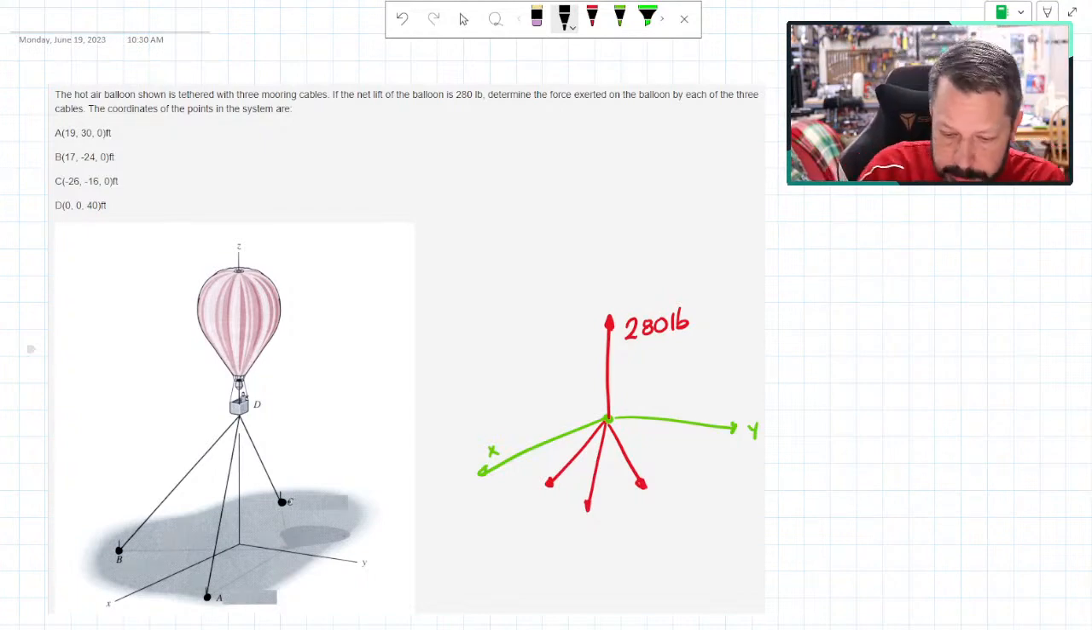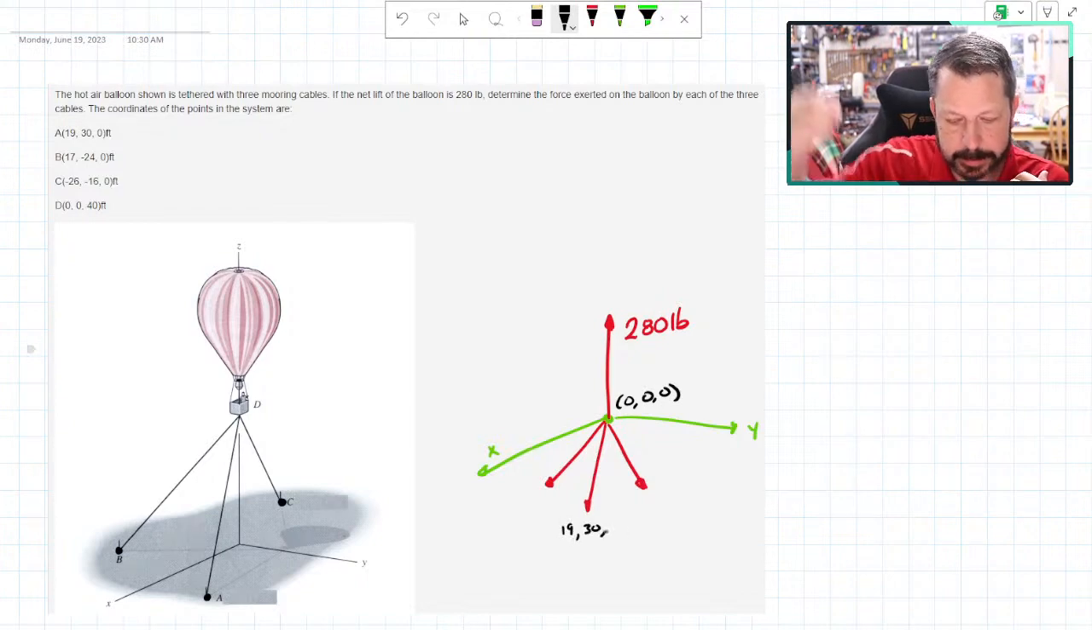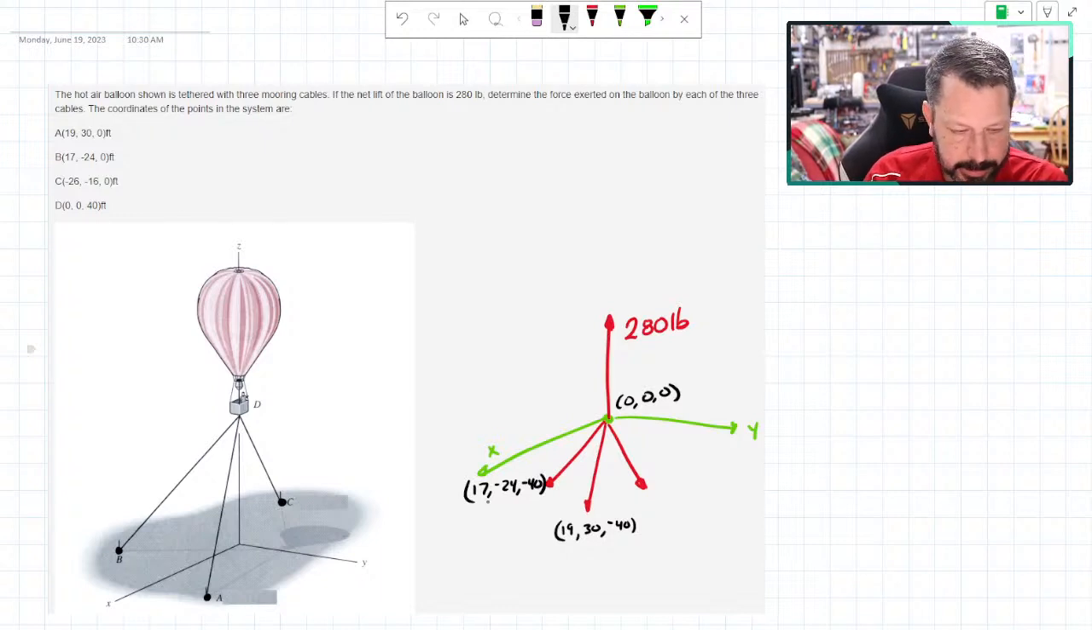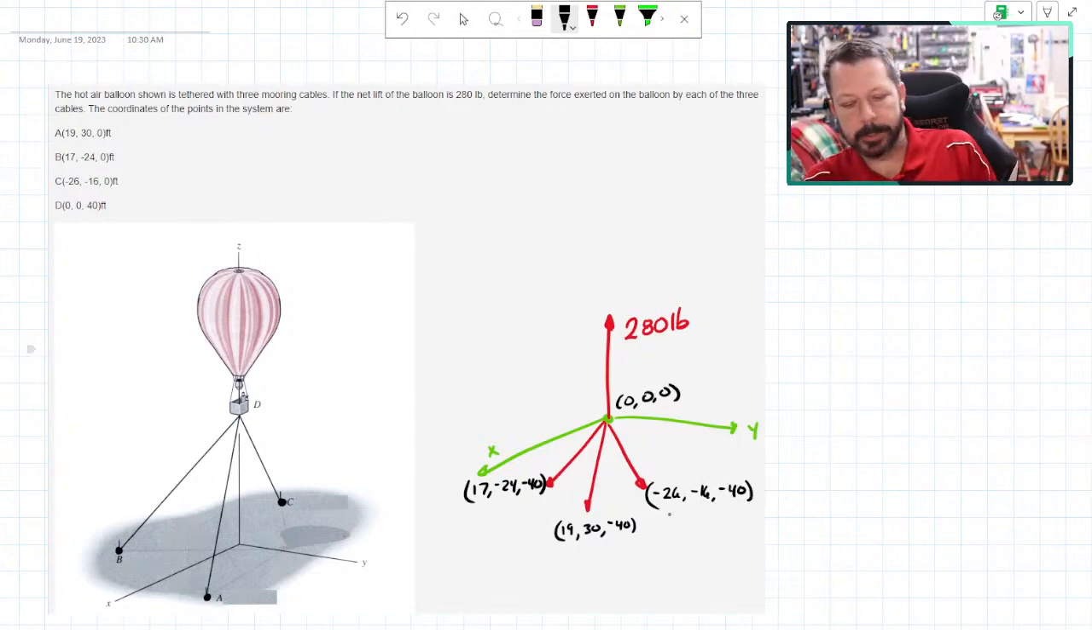So we're going to make this point 0, 0, 0, which will make A, it still goes in the X direction, it still goes 19 feet towards us. In the Y, it still goes 30, but it actually drops down from our origin 40, so negative 40. And B is 17, negative 24, negative 40. And C is negative 26, negative 16, negative 40, all negatives. So those are our actual endpoints.